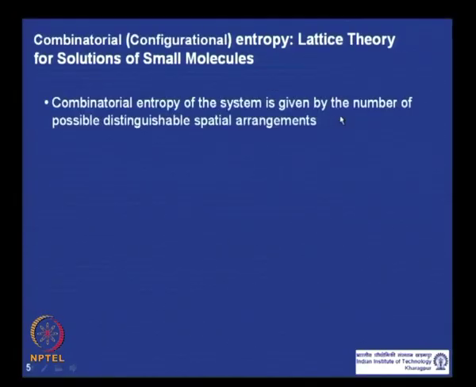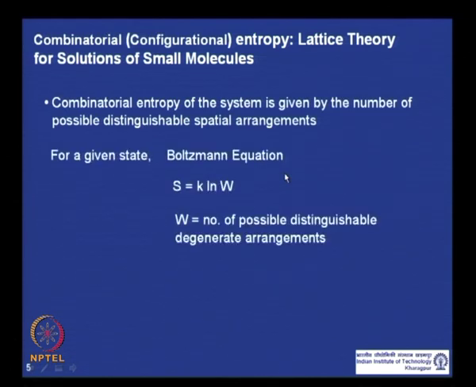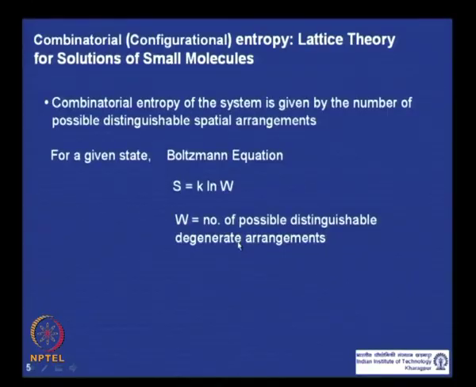Combinatorial entropy of the system is given by the number of possible distinguishable spatial arrangements. For a given state, we know from statistical thermodynamics that the Boltzmann equation gives the relation between the combinatorial entropy and W, the number of possible distinguishable degenerate arrangements. All the arrangements you make by changing the position of the molecules have to be distinguishable and of the same energy, because in an ideal solution the interaction energies are the same between like and unlike molecules. So, if you interchange solute and solvent molecules, they will produce degenerate arrangements.